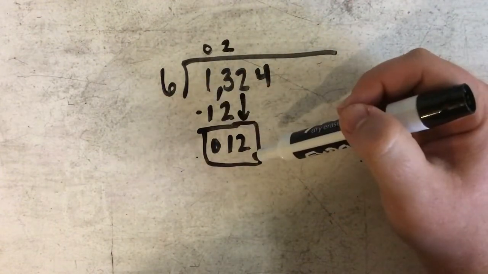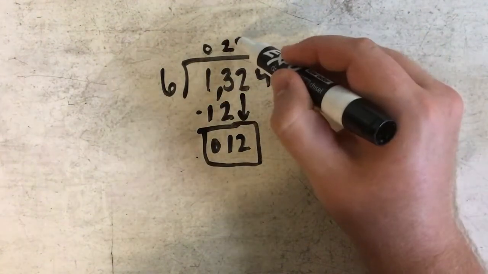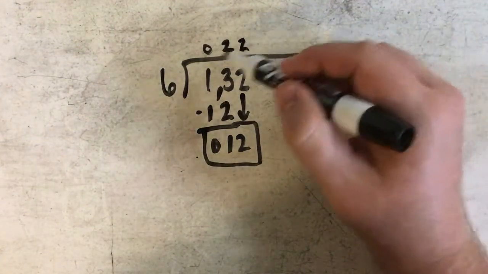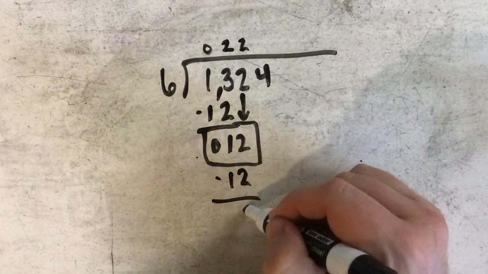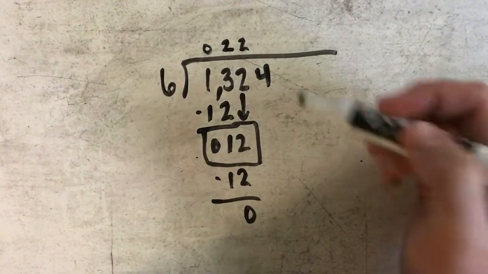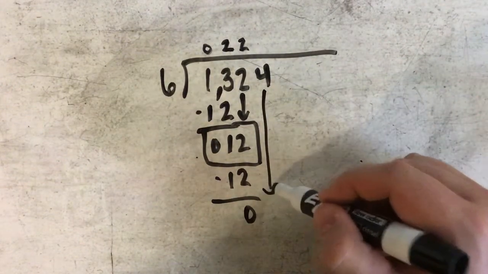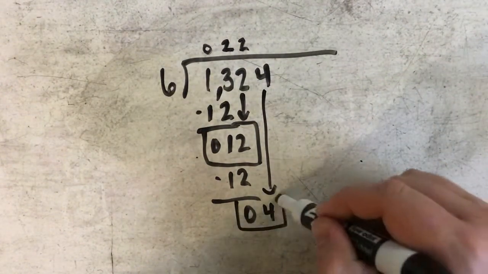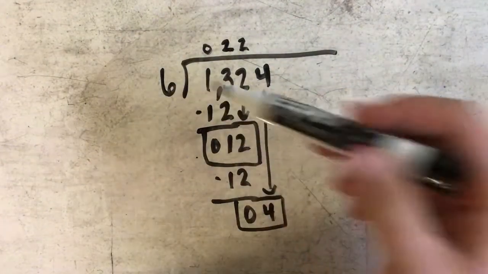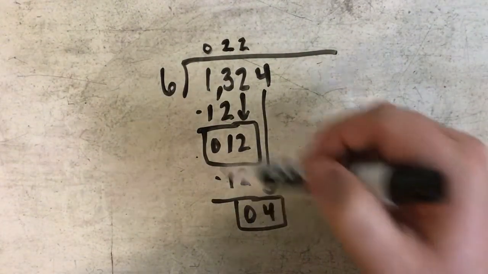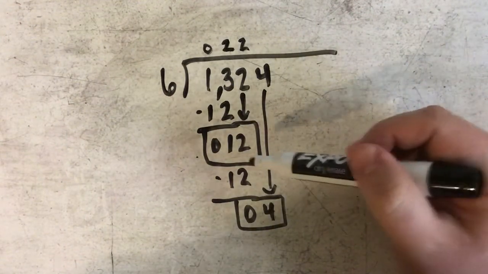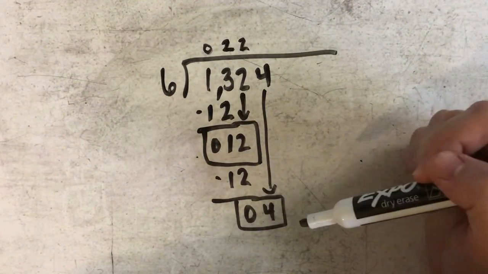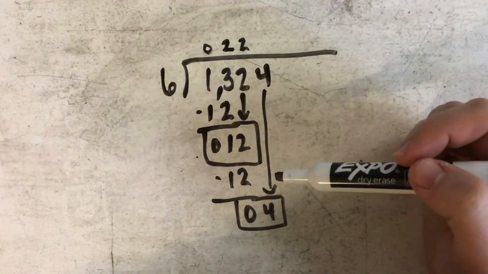Now I'm dividing again. 6 goes into 12 2 times. 2 times 6 is 12. And when I subtract, there ends up being nothing left over. But I still have another digit I need to bring down, my 4. And now I'm dividing 4 by 6. And again, I can't make any groups of 6 with only 4. It's not enough. I would need at least 2 more in order to make one group of 6.